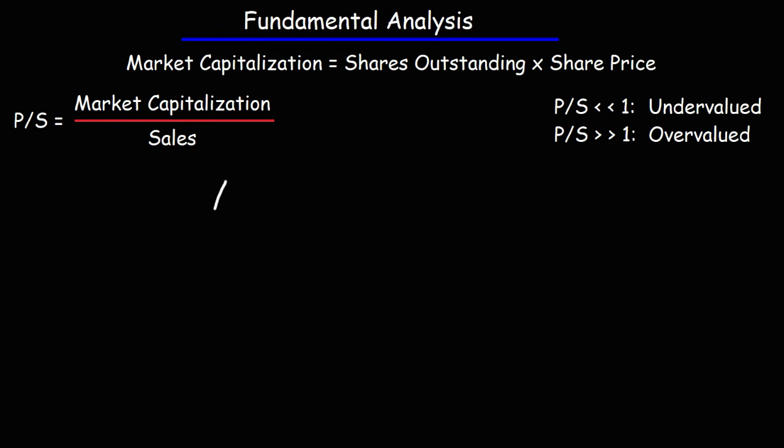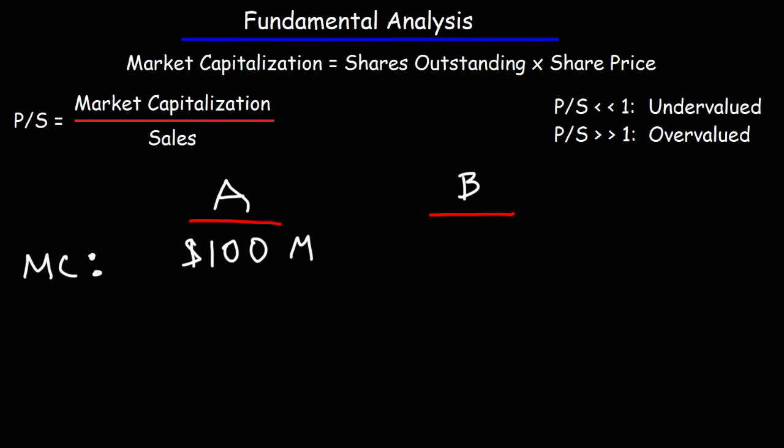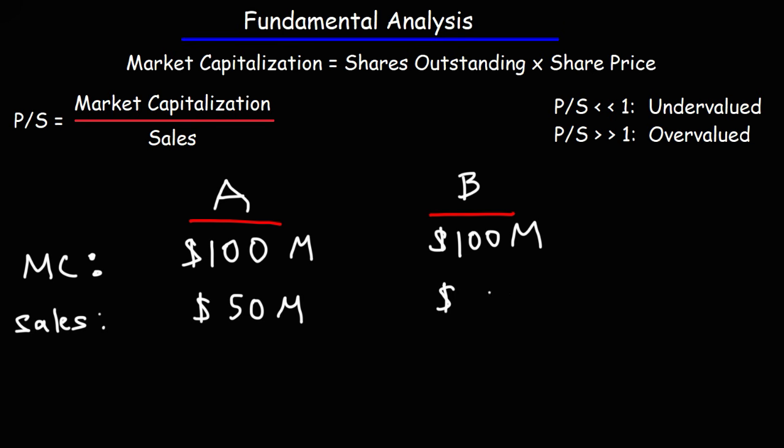Now let's look at an example. Let's say we have company A and company B. So we're going to consider the market cap of each company, and let's say the market capitalization is the same. Both companies A and B have a market cap of $100 million. Now, let's talk about the sales of each company. Let's say company A generated 50 million in annual sales, and company B generated 200 million in annual sales.